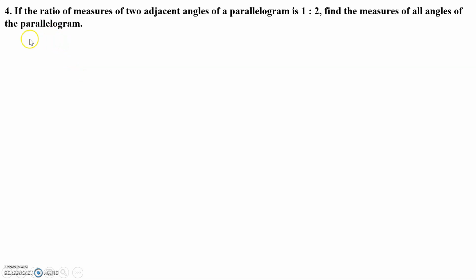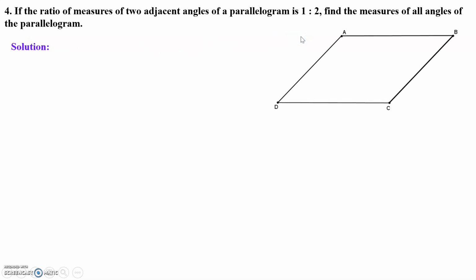So again, first for the solution, we will have to take the parallelogram. For convenience sake, I always take ABCD. So let us take the ratio in this quadrilateral ABCD. Let angle A is to angle B be equal to 1:2, equal to x is to 2x, where x is a common multiple. The ratio is given, right? 1:2. So I have written 1:2 equal to x is to 2x.